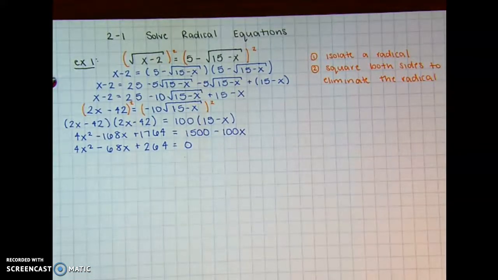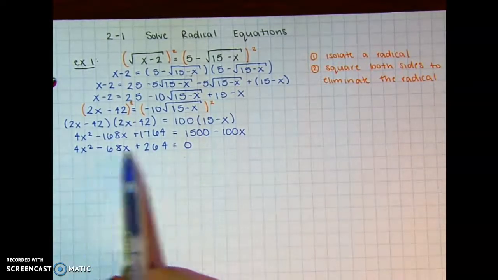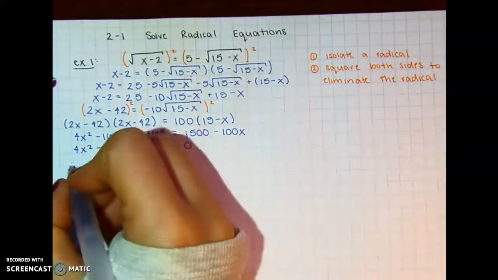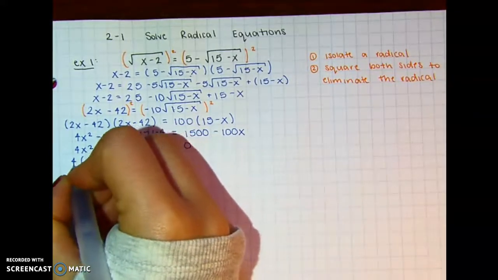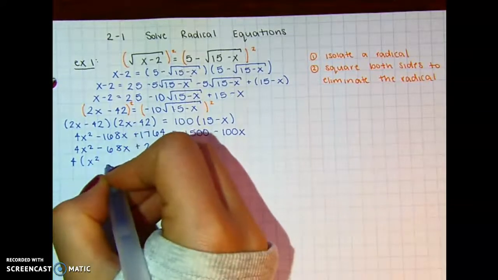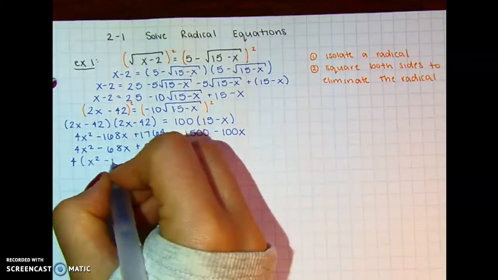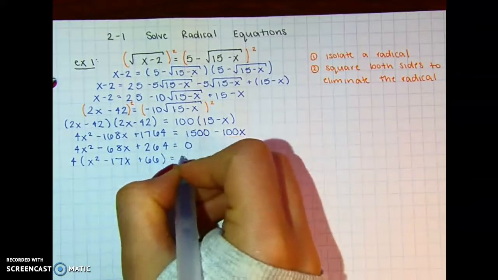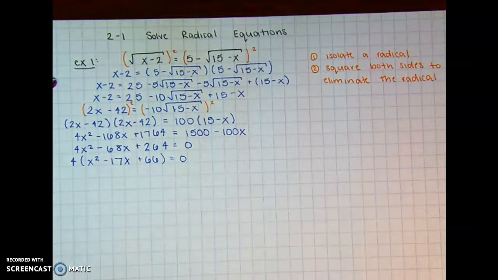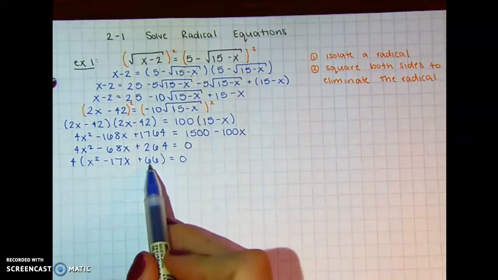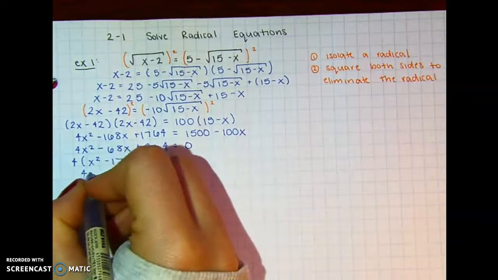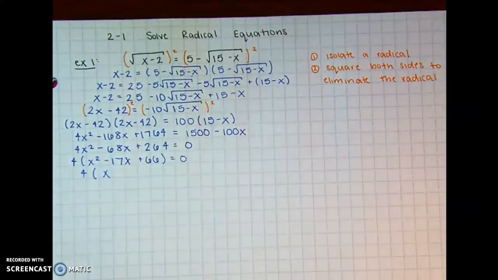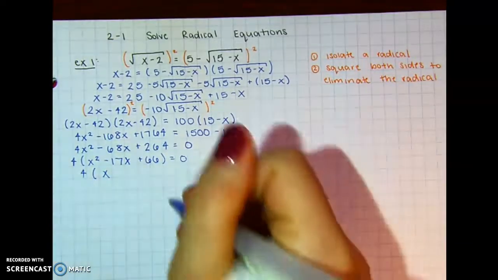Now I can either solve by factoring, the quadratic formula, or completing the square. This actually is going to factor nicely. Each of these is divisible by 4, so I'm going to factor out a 4. And I'm left with x squared minus 17x plus 66 equals 0. Now, what multiplies to 66 and adds to negative 17? So that's negative 11 and negative 6.